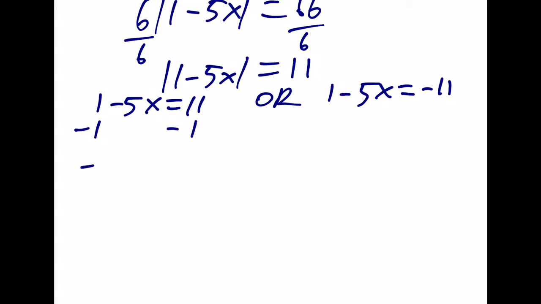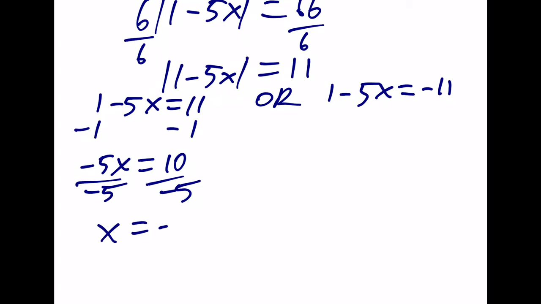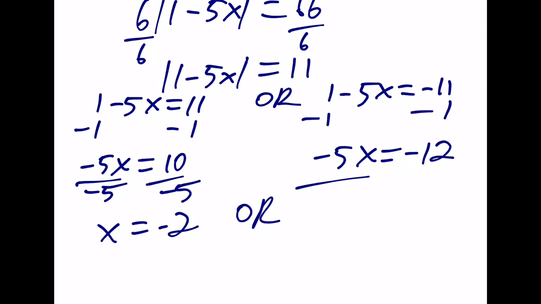Subtract 1 from both sides. Negative 5x is equal to 10. Divide by negative 5. X equals negative 2. Or, subtract 1 from both sides. Negative 5x equals negative 12. Divide by negative 5. X equals 12/5.